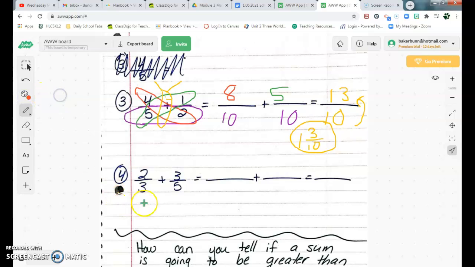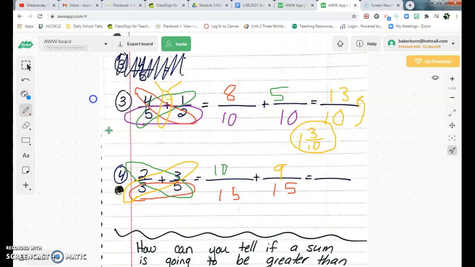Jumping down to problem 4. Start with the butt of my butterfly. 3 times 5. It's going to get me 15. So I'm going to do 15. I'm going to do 15. Then I'm going to do the left wing of my butterfly. I'm going to get 2 and 5. 2 times 5 is 10. I'm going to do the other portion of my butterfly, my other wing. 3 times 3, that's going to get me 9.